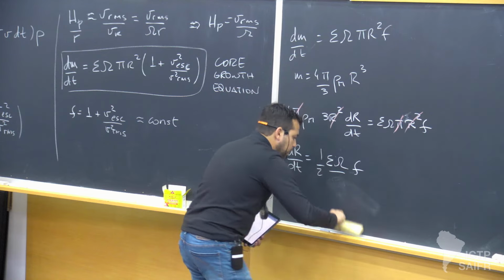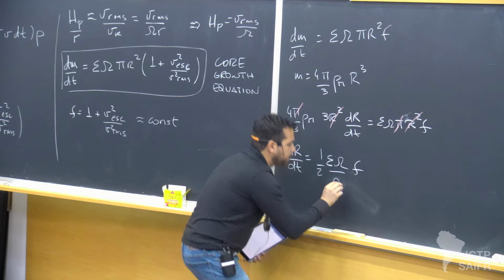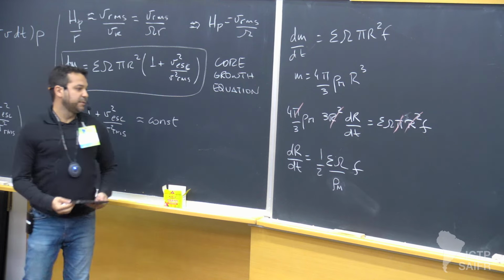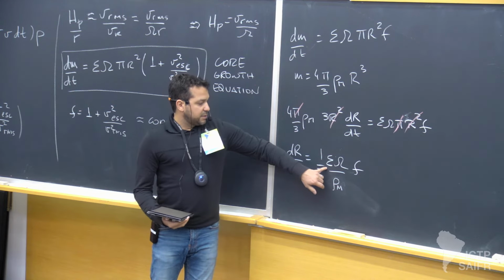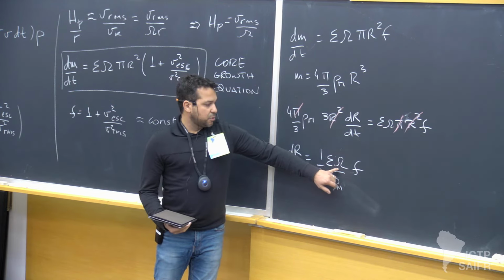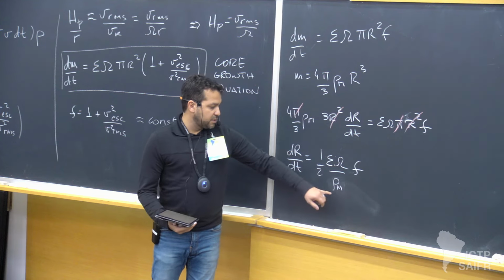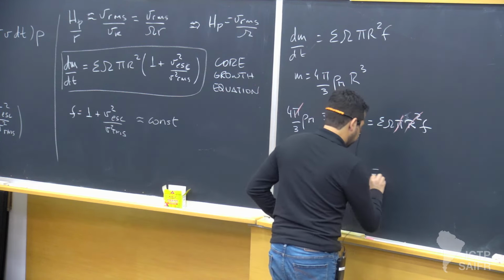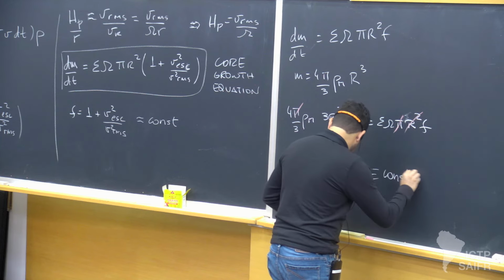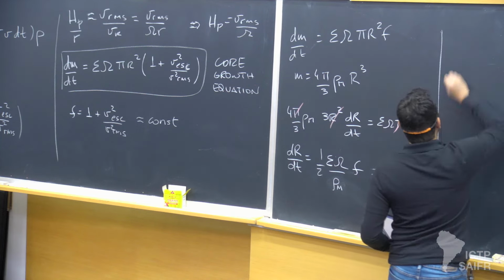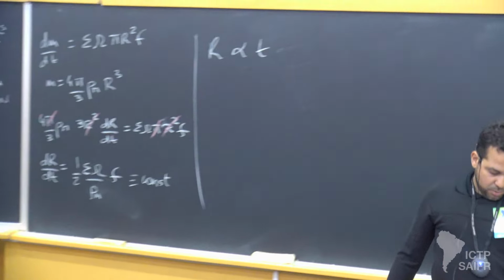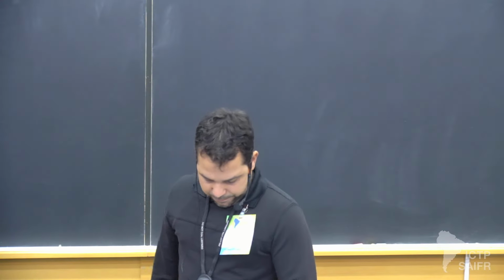This would be rho m. And everything here is constant, right? The column density is constant, the Keplerian frequency is constant. We assume that this quantity is constant, the density of the body also, so constant. That means that the radius is going to be proportional to the time. It's going to increase linearly with time.